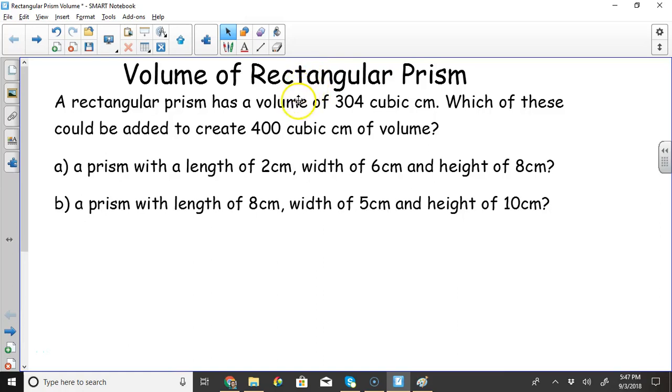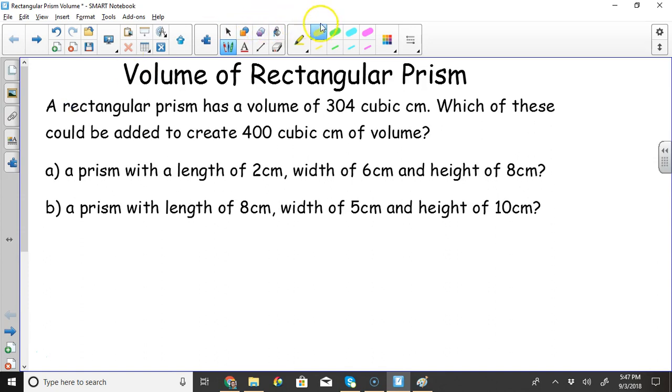Alright, so this is a problem about trying to find a total volume of two rectangular prisms added together. So I got that from reading the problem right up here. Anytime you have a word problem situation, definitely want to highlight the keywords that are in it and draw anything that you can.